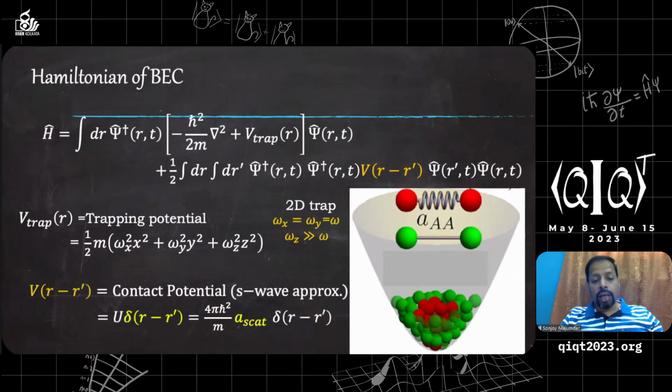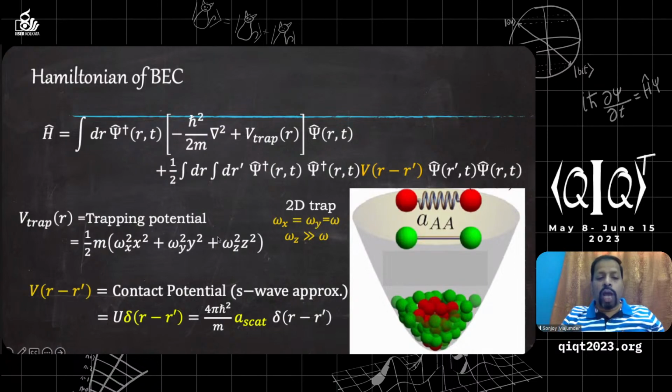Here, being a dilute system, we can consider that the atom-atom interaction is a kind of contact potential, which we can approximate using the S wave. That means that only when one atom is in touch with the other atom do we have a non-zero value of the potential. Amplitude-wise, this can be accounted for using the scattering length, a scattering, and it also depends on the mass.